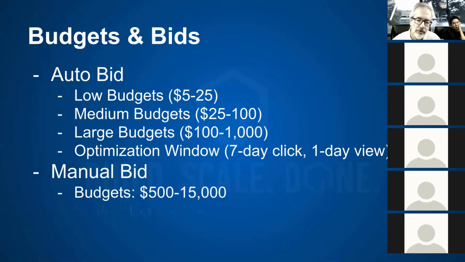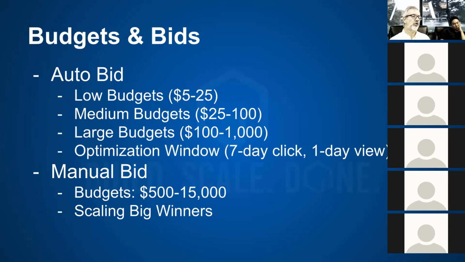The main reason for using manual bid is for scaling really big winners. What you want to do there is use manual bid to protect these super high budgets from potential large losses, because the whole budget will be spent on auto bid, but with manual bid you have control there. I don't test something that I don't know at all with manual bid. I typically test things with auto bid and moderate budgets, and I wouldn't recommend that you start testing with manual bid.